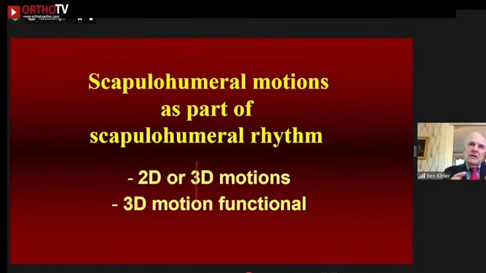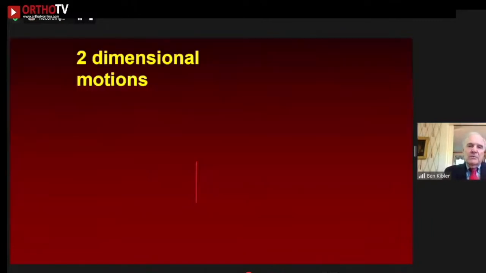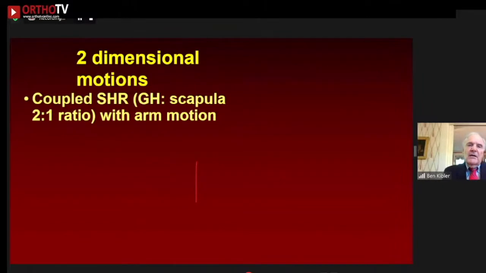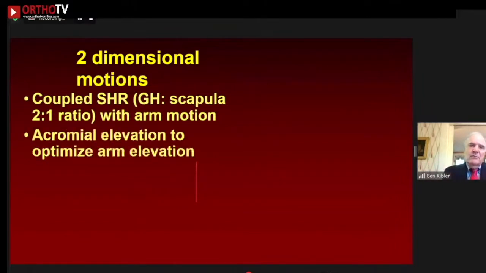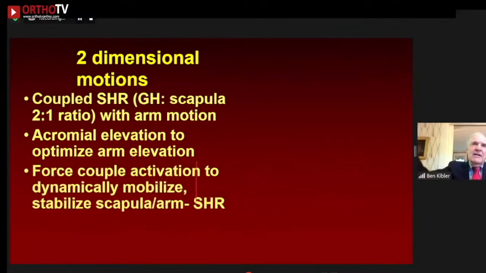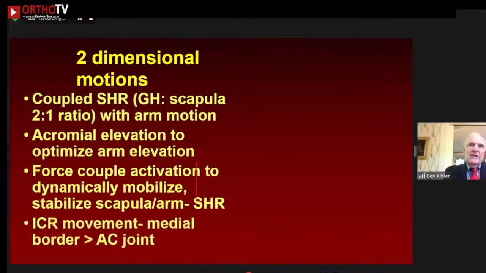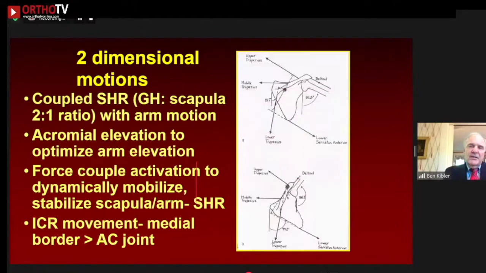Scapulohumeral rhythm, the coupled motion between the scapula and the arm, is both two-dimensional and three-dimensional. Two-dimensional, the normal scapulohumeral rhythm is 2 to 1, but there are certain times when it's different numbers. Basically the scapula moves as the arm moves, so that the acromion is elevated to optimize the arm elevation. This requires a force couple activation to dynamically stabilize and mobilize. The instant center of rotation of the scapula moves from the medial border to the AC joint as the arm is elevated, as this diagram shows.